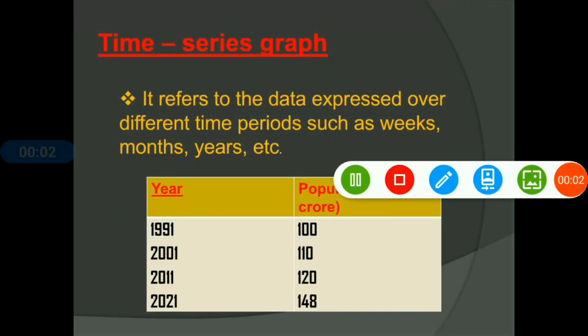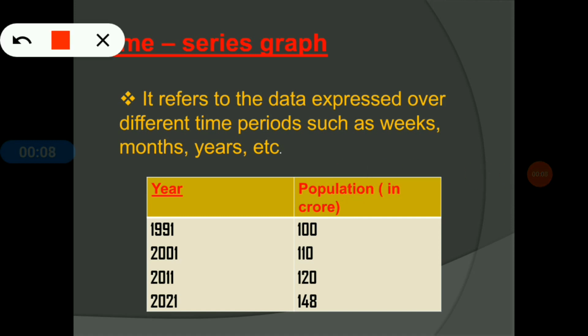So learner, we have already discussed the graphical representation of data is of two types. The first one is the time series graph and the second one is the frequency line graph. At first we have to know what we mean by a time series graph. A time series graph refers to data expressed over different time periods such as weeks, months, years, etc. We can see in the table the data on population in crore over the different years 1991 to 2021. Those data are plotted on a graph, and we get the time series graph.